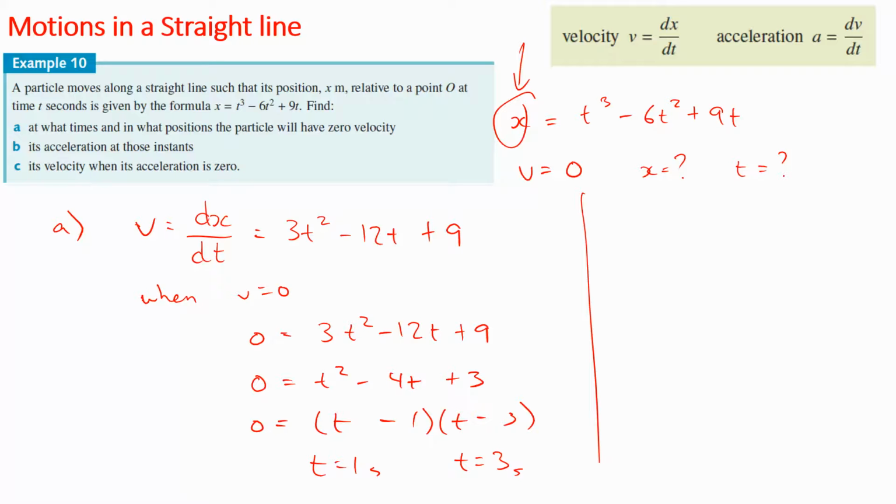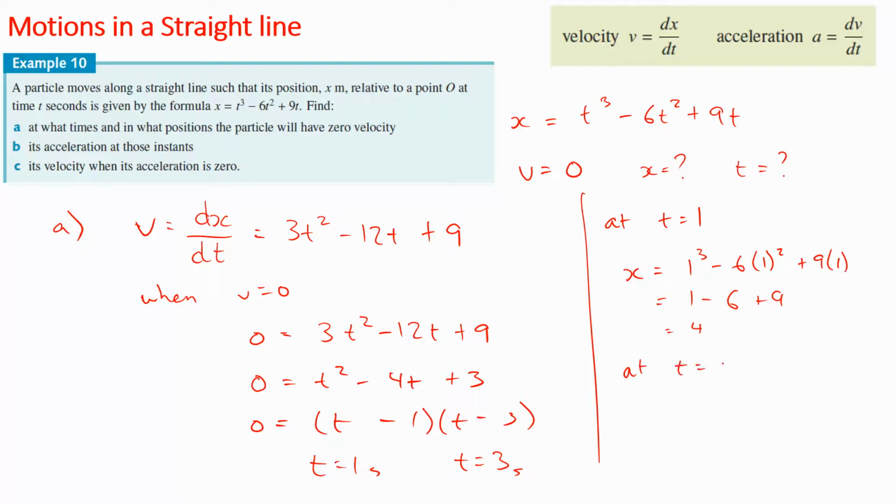You know time is at 1, time is at 3. Now you can tell where the position is. So let's work this out. At t equals 1, x equals 1 cubed minus 6 times 1 squared plus 9 times 1. What's going on over there? 3 plus 1 equals 4. So what does this positive 4 tell me? That's 4 units positive from the origin.